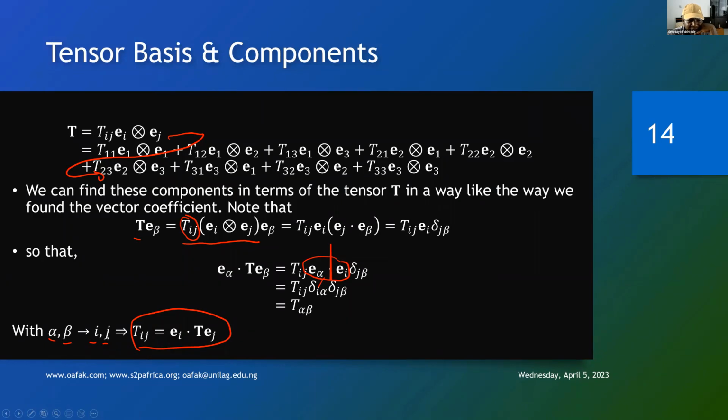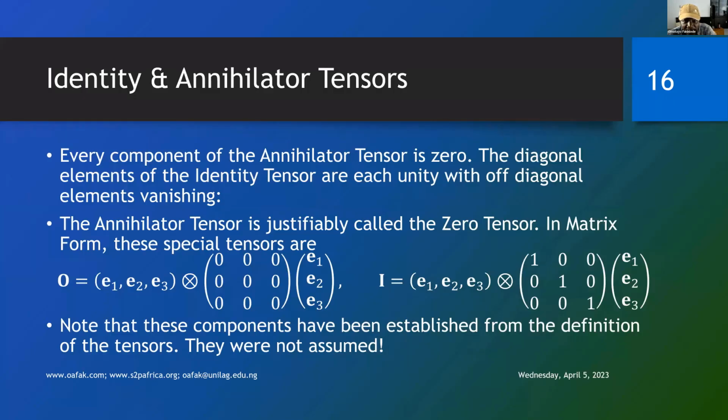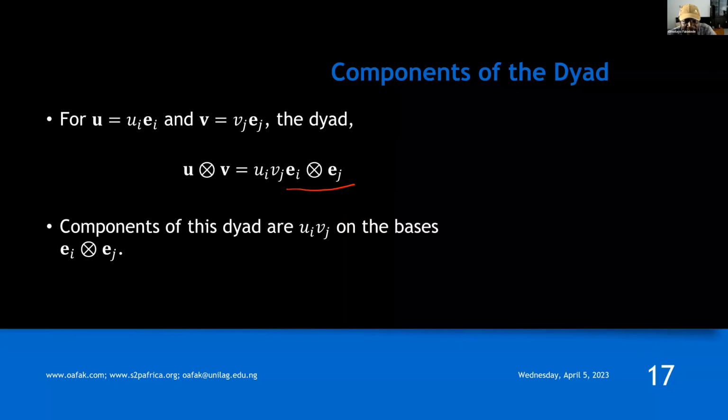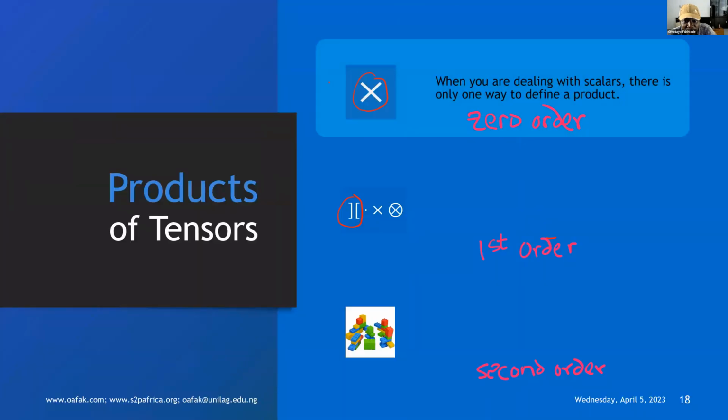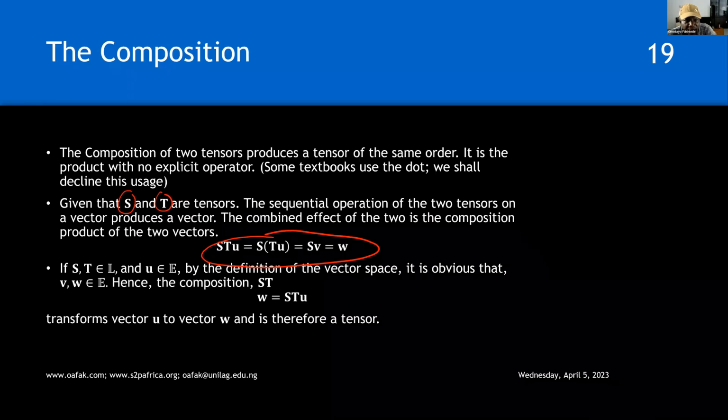So just let i and j take all the values of 1 to 3, and you get 9 equations there. This is actually not just one equation, but 9 equations. We were therefore able to find the components of special tensors like the identity tensor, the spherical tensor, the annihilator tensor, and the dyad. Then we were able to talk about products. And then we specialized on the composition.